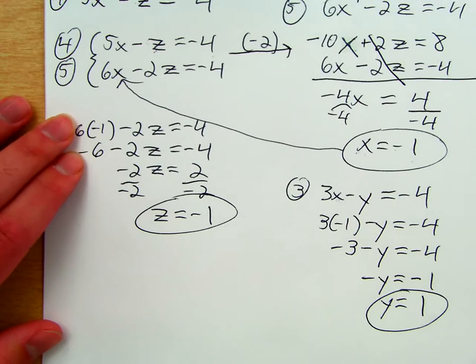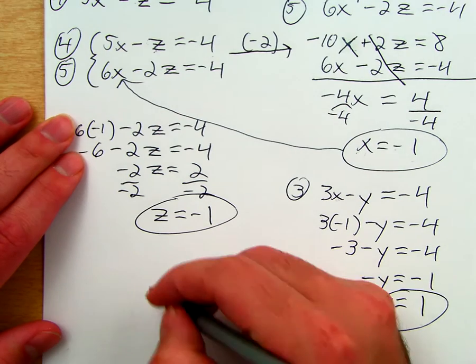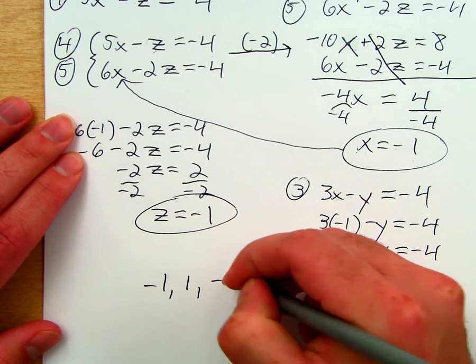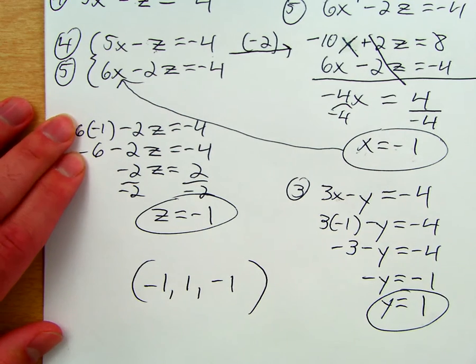Whoops. And there's our three variables. List them in order: -1, 1, -1. And that's it for number 5.